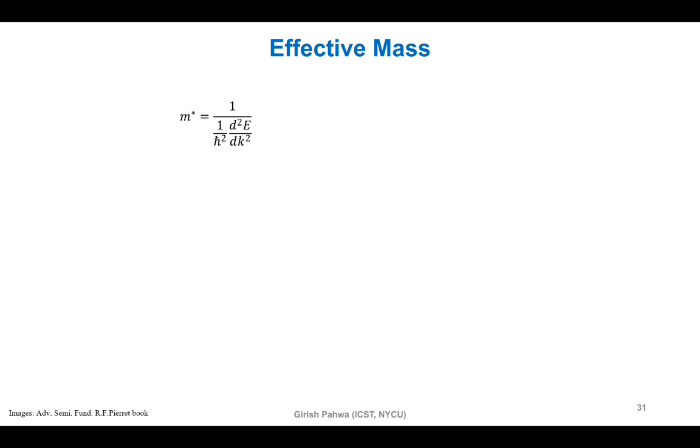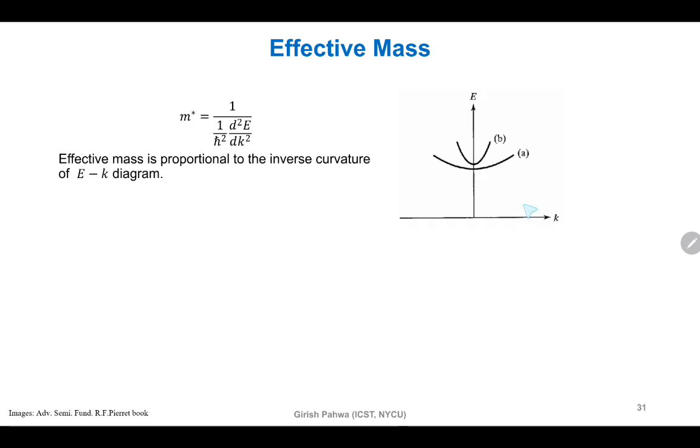Okay, so let me show you. So m star is proportional to the inverse curvature of the E versus K. Say I have E versus K, I have these two cases, and say I'm talking about calculating the effective mass at K equal to 0. Which one will have a higher effective mass? I have two bands, A and B. Which one will have higher effective mass at K equal to 0? So whose curvature is larger?